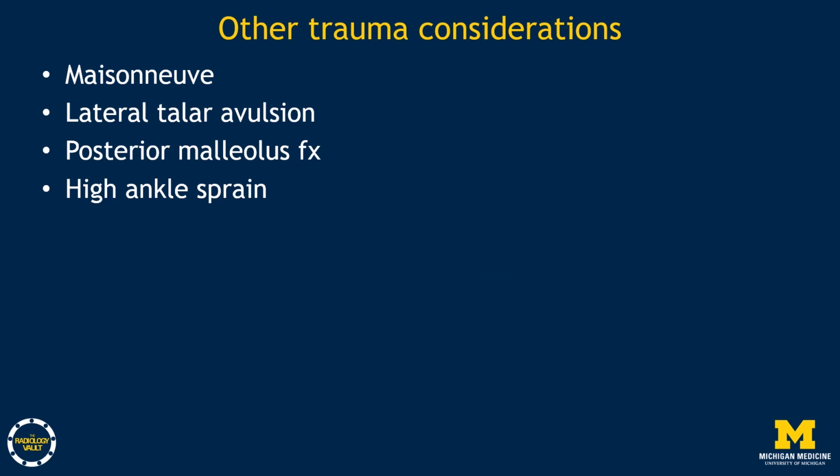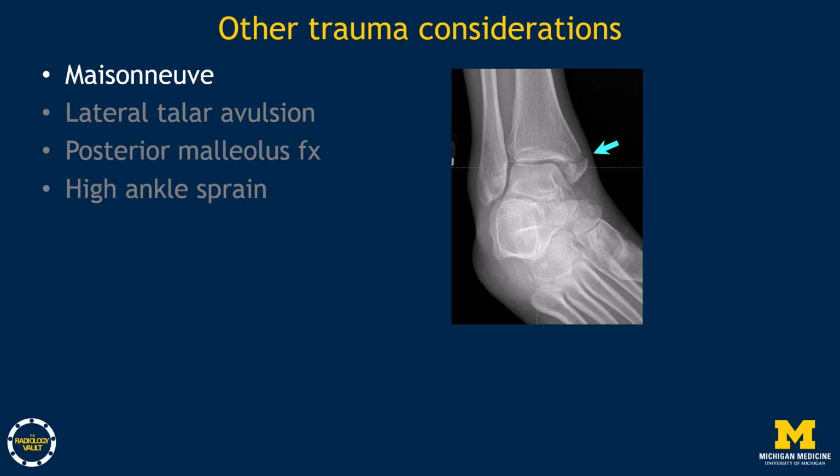Here are some additional injuries to consider when assessing trauma patients. The mechanism of injury to the ankle suggests associated fractures. Here is a transverse medial malleolus fracture that is often associated with an oblique fibular fracture, but none is seen.